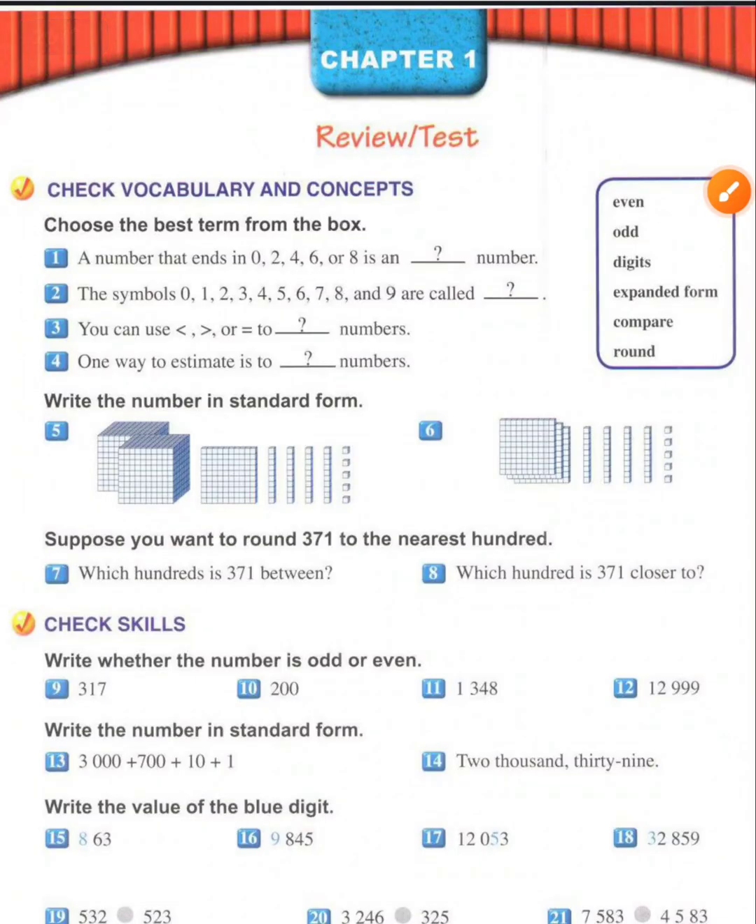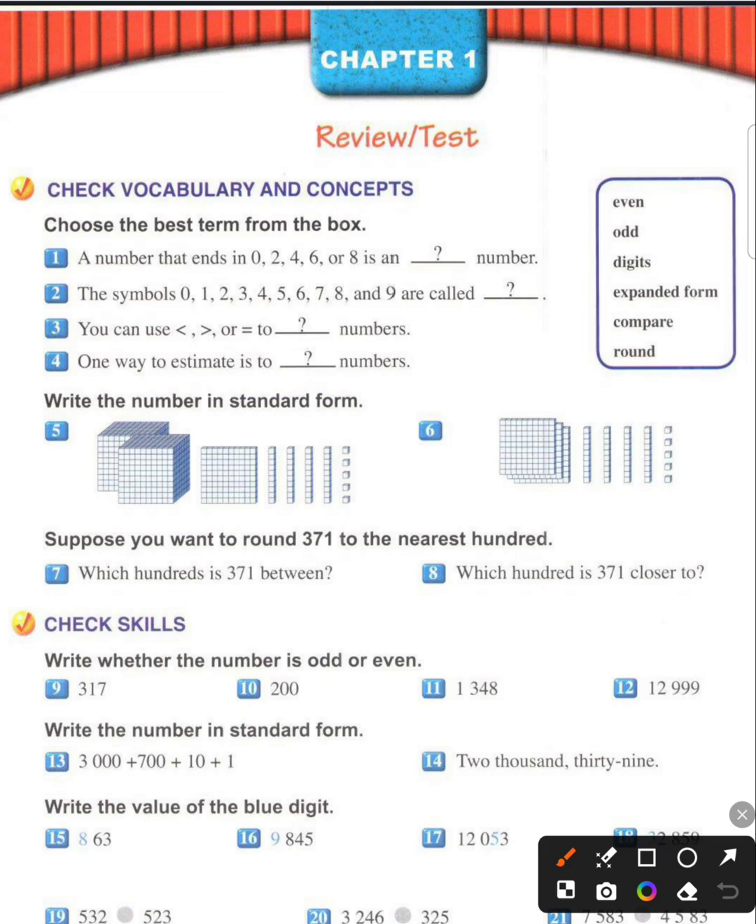So hello, we will start with a review test for class 3, chapter 1. I hope you can see well, good, and check vocabulary and concepts. Choose the best term from the box. Number that ends in 0, 2, 4, 6, and 8, they are in which number they are? Even number. Even number.